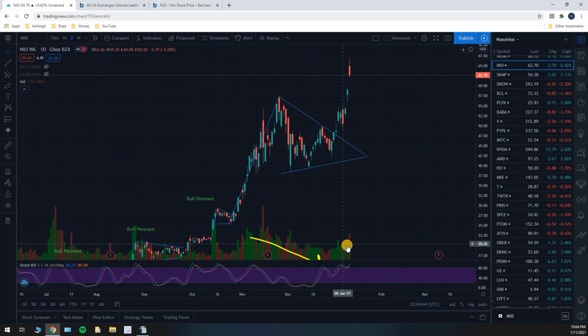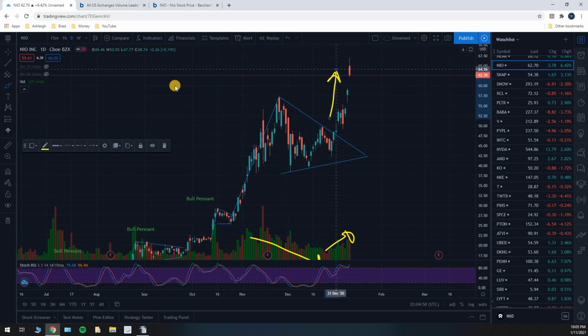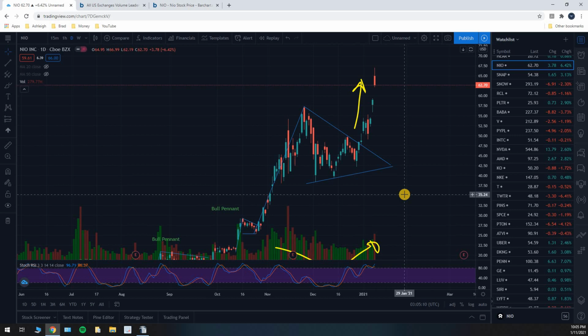And now look what's happening to the volume as we're breaking out. We are breaking out on increased volume. The volume is increasing while the price is increasing. This is exactly what we want to see. The volume is telling the same story as the price. They are in sync. They are in unison. This is perfect. That's exactly what we want to see on this stock chart.